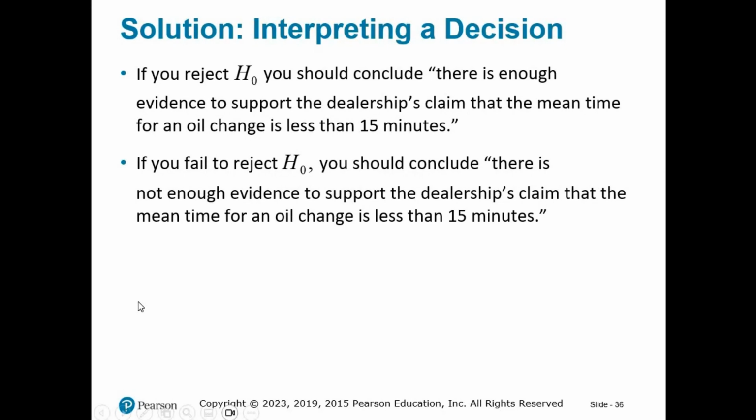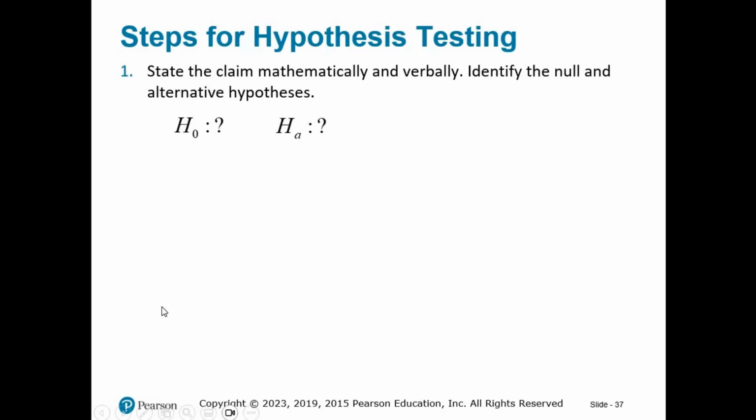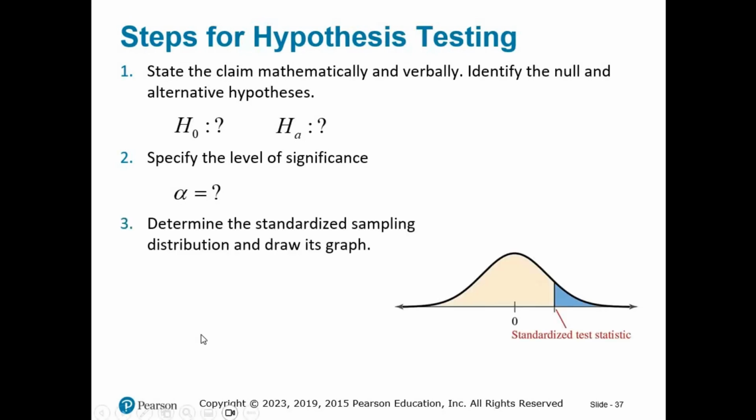So here's the rundown on the steps for hypothesis testing. These steps are in your lecture notes, so make sure you keep them handy or mark them somehow so you can find them easily. Here goes. First, state the claim mathematically and verbally. Identify the null and alternative hypotheses. Then you want to make sure you know what the level of significance is that you're testing at, the alpha value, 10%, 5%, or 1%.